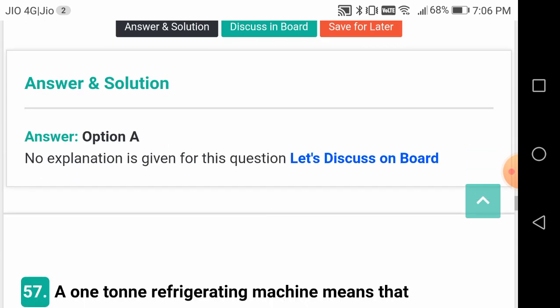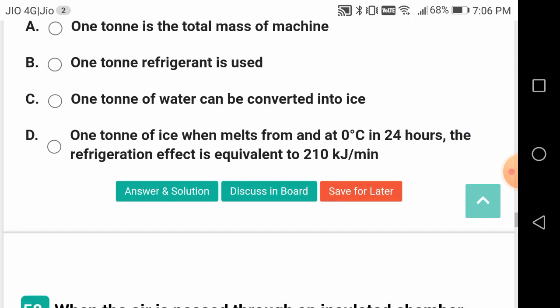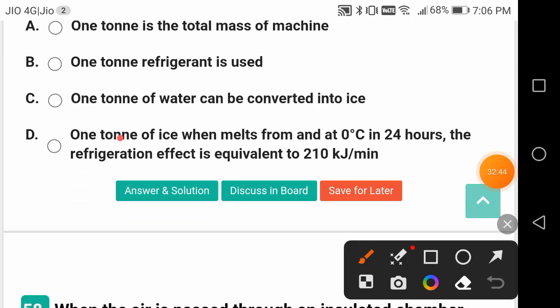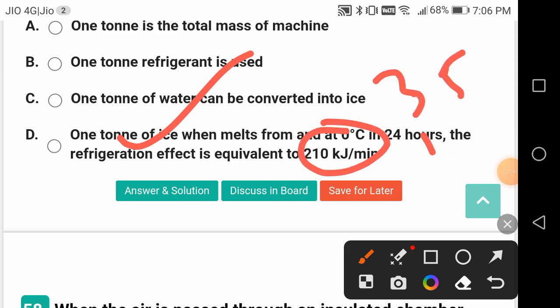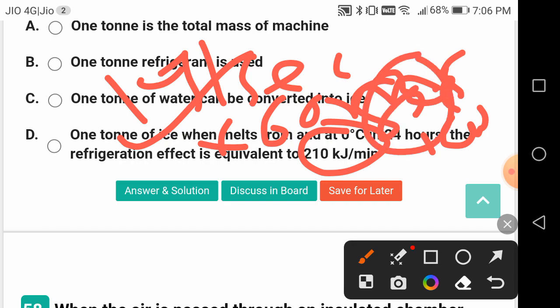That is the formula. 1 ton of refrigeration machine means that it is just changed the units. Earlier it was given as 3.5 kilowatts, here it is given as 210 kilojoules per minute. Kilowatts means kilojoules per second. Per minute it will be 60 seconds, multiplied by 60. So 210 kilojoules per minute, either 3.5 kilowatts or 210 kilojoules per minute or 12,600 kilojoules per hour.